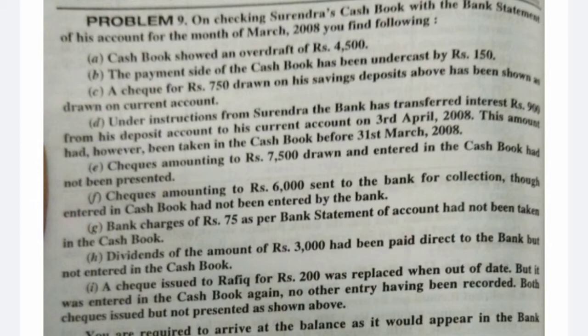Okay, check drawn on savings deposit, but it is shown as drawn on the current account. Surendra is withdrawing some amount, but it is not recorded on the payment side in his business account, that is, the account for which we are preparing the BRS now. So it is not recorded as a withdrawn amount on the payment side of the cash book, which means we are not recognizing the expense, and the receipts will be shown at a higher amount by rupees 750. Therefore, the cash book will be showing the less balance.